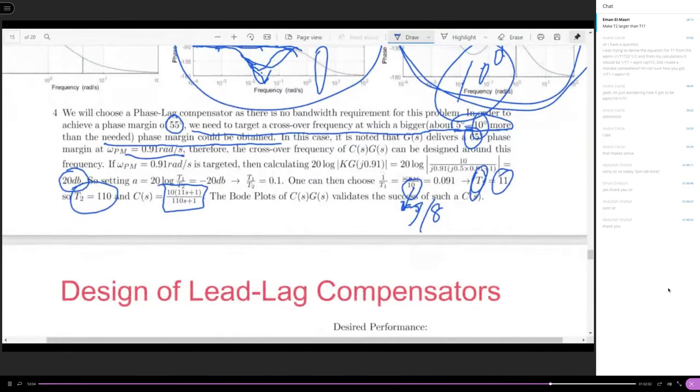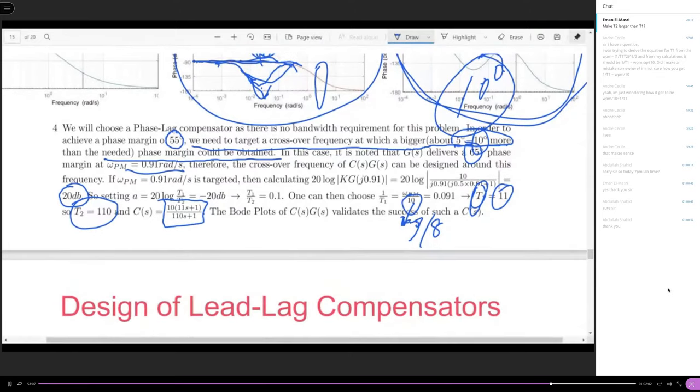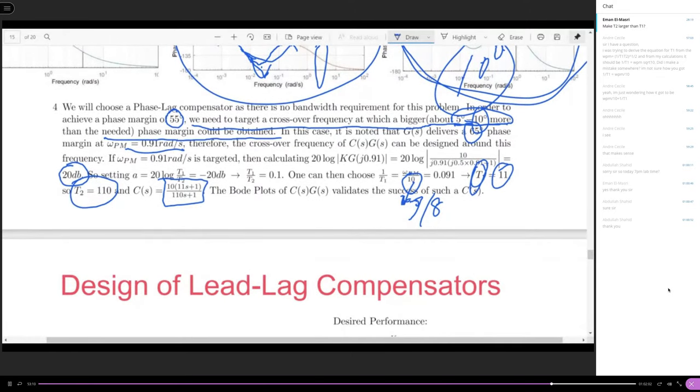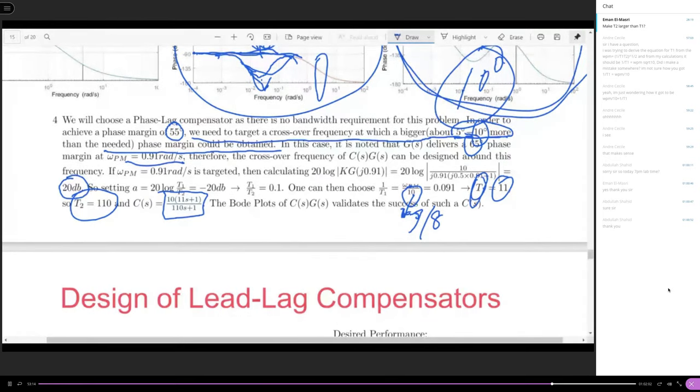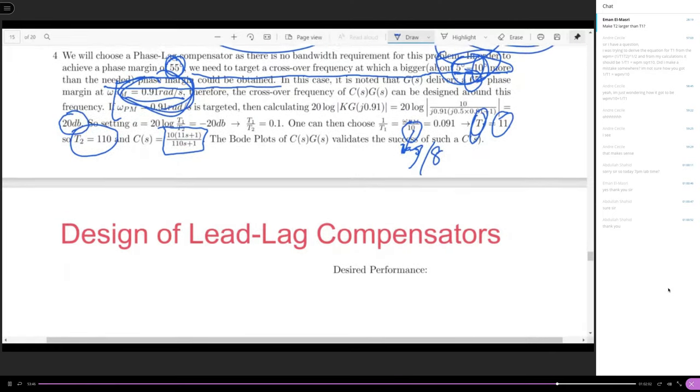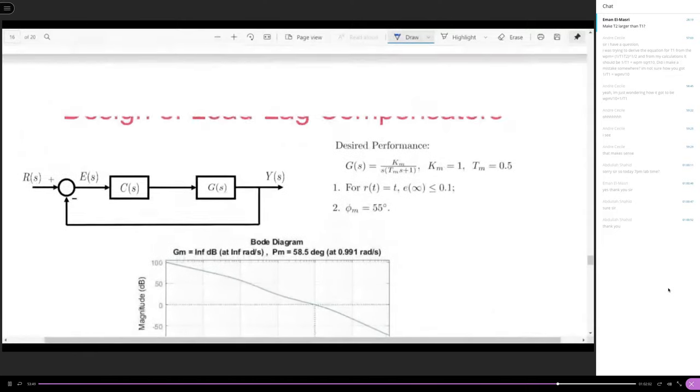So that's pretty much the complete design procedure for the phase lag compensator. If you follow this procedure, the most important thing is to understand what we're doing here: why we give the allowance and why we target this frequency. You choose the frequency based on the targeted phase margin plus the allowance, then you choose a targeted frequency to design your phase lag compensator. Follow this procedure and you're going to get it in one shot. So that's the design of the phase lag compensator.